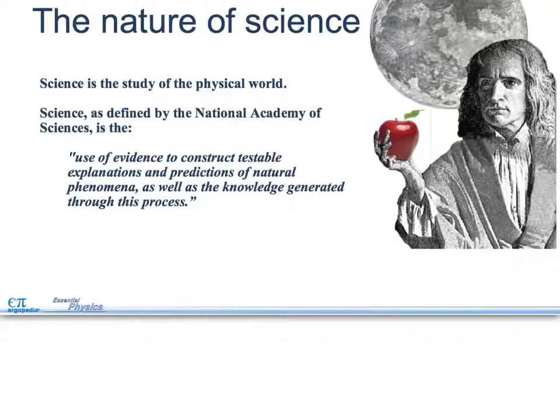All right, the nature of science. Science is the study of the physical world we talked about in the last chapter. Science, as defined by the National Academy of Science, is the use of evidence to construct testable explanations and predictions of natural phenomena, as well as the knowledge generated through this process. One of the key things here that I want you to see is that it is testable. It's got to be testable. If it's not testable, it's just not going to be considered part of science because you can't prove it or disprove it.